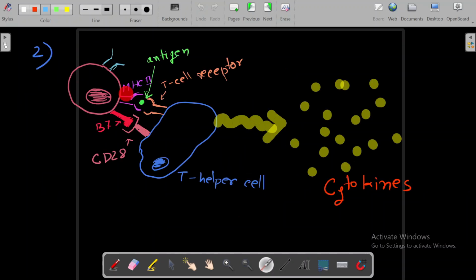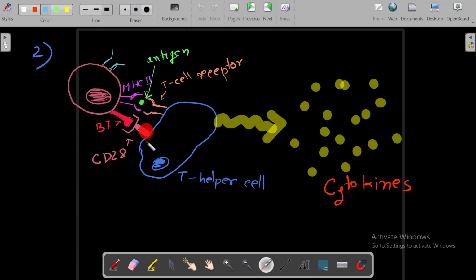So here the MHC class 2 molecule on the surface of the B cell is presenting the antigen or virus particle or pathogen particle. When this MHC class 2 molecule is presenting the antigen, then helper T cell gets activated. On the surface of the helper T cell, there is a receptor called T cell receptor, and this T cell receptor binds with the MHC class 2 molecule for this antigen. So the main thing in this whole scenario is that helper T cell receptor binds with the MHC class 2 molecule for the antigen.